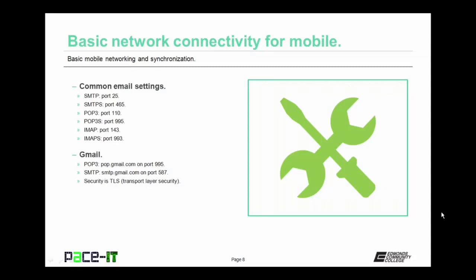pop.gmail.com on port 995 for their POP3 server. Their SMTP server is located at smtp.gmail.com, and it's usually on port 587. And the security level is TLS, that's Transport Layer Security.